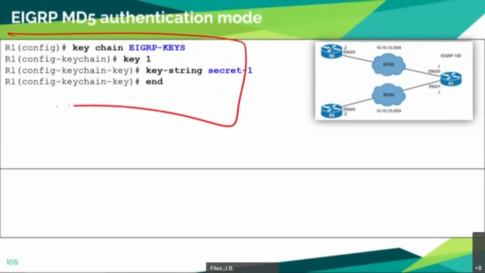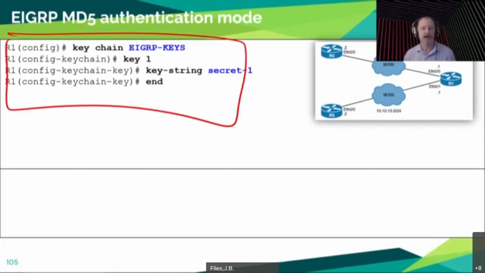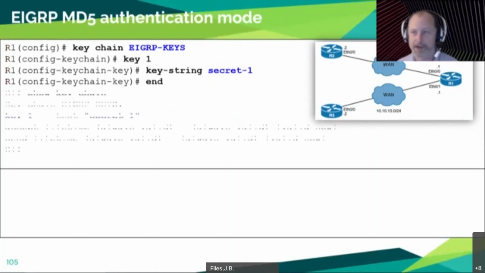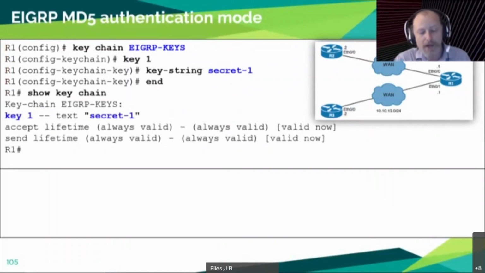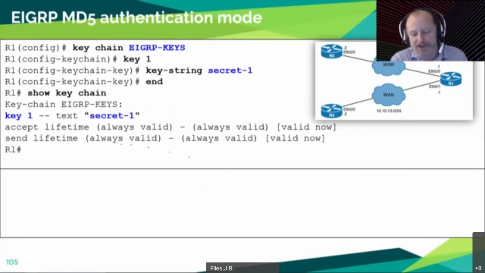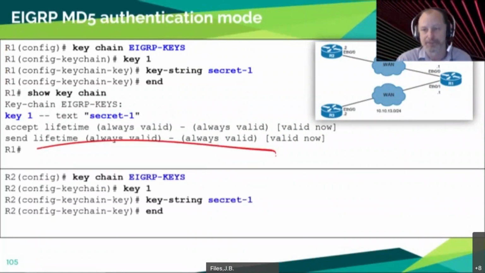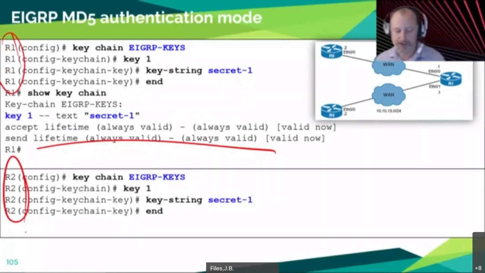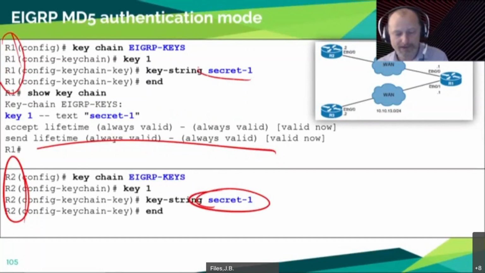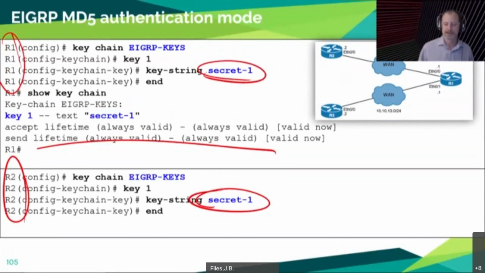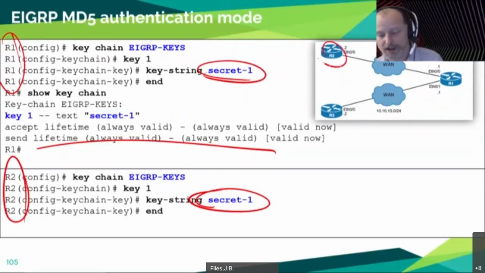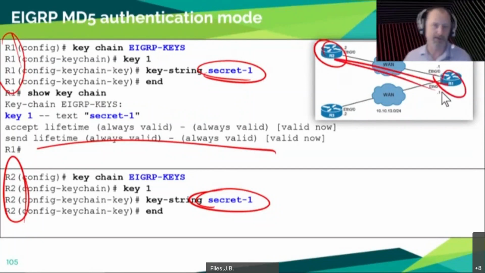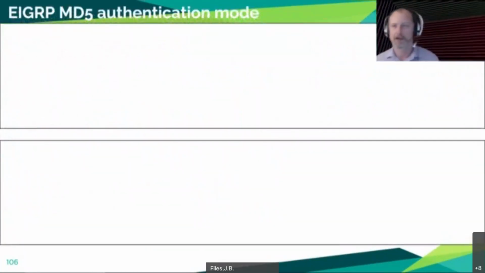So technically, this keychain is separate from the EIGRP configuration, but the EIGRP process can refer to that keychain. Okay. Now, we did not set any lifetimes, so they're always valid. Okay, so we're going to configure them on R1 and R2, and we have a matching secret, right? Because R1 and R2 are going to need to talk to each other. All right.